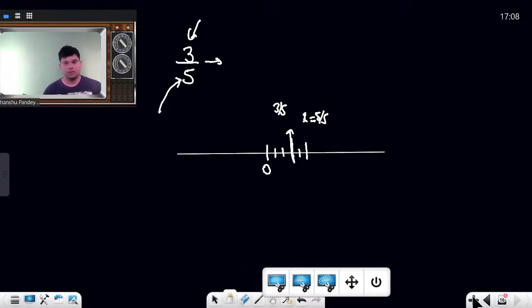Now coming to improper fraction. Okay, proper fraction is done. The moment you see that it is a proper fraction, first write 0, then divide it into as many equal parts as the denominator, and at the last part you write 1. At the point of the numerator's value, you just highlight it and write the value.